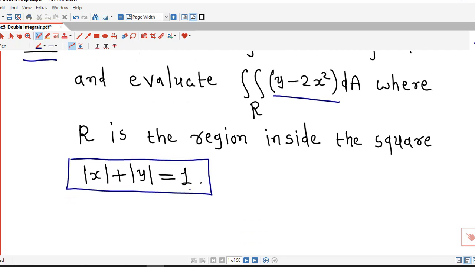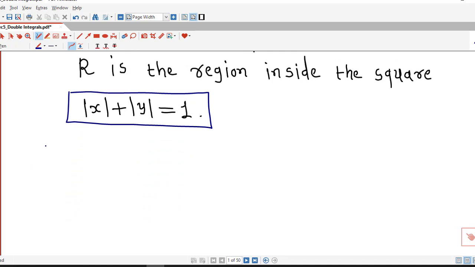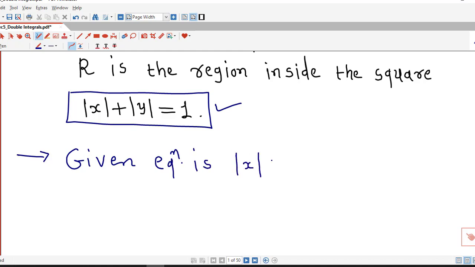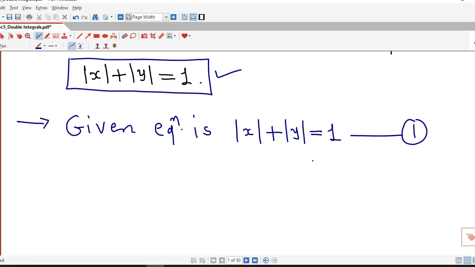So here first we have to decide what the region of integration is. The region of integration is the interior portion of this square. So first we decide what the different boundaries of this square are. So first we write this equation. The given equation is |x| + |y| = 1, and here for x and y there are different possibilities.